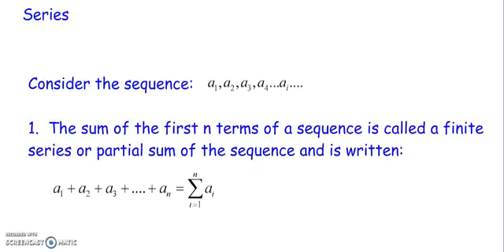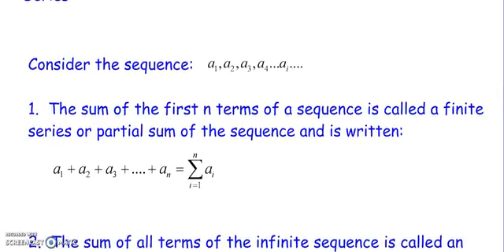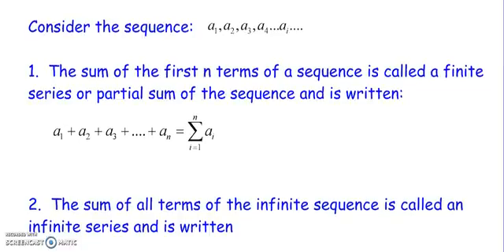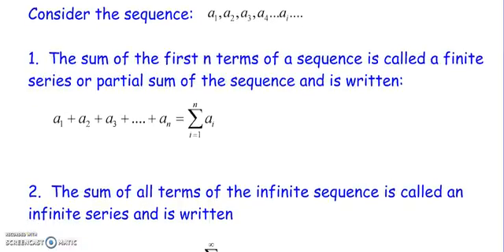All right, series. A series is essentially what we've been working on. Consider the sequence A1, go all the way up to AI. There are two types of series: a finite series and an infinite series. A series is the sum of the first n terms. If you've got a countable amount of terms, it's a finite series. Another word for finite series would be partial sum of a sequence.